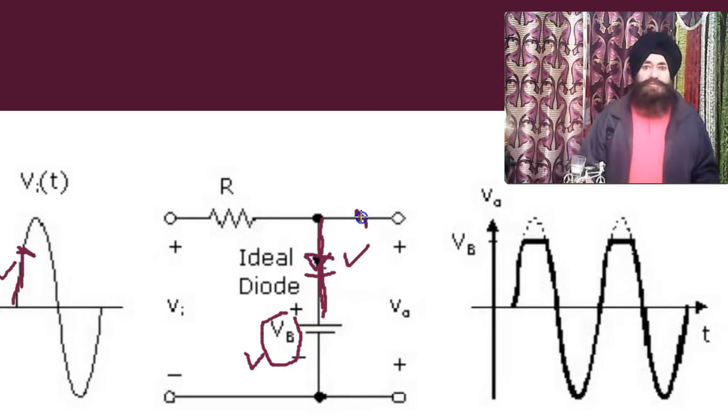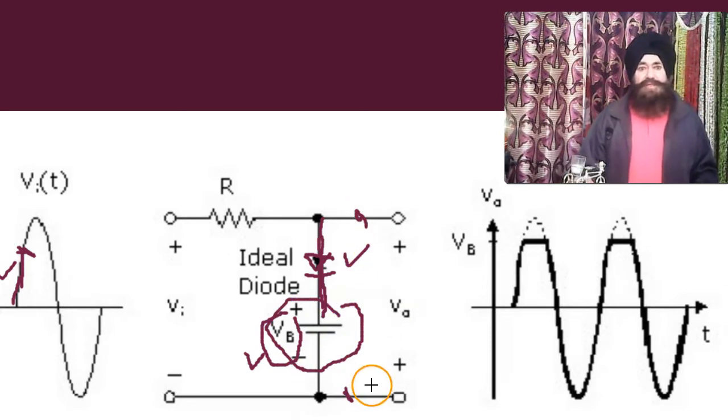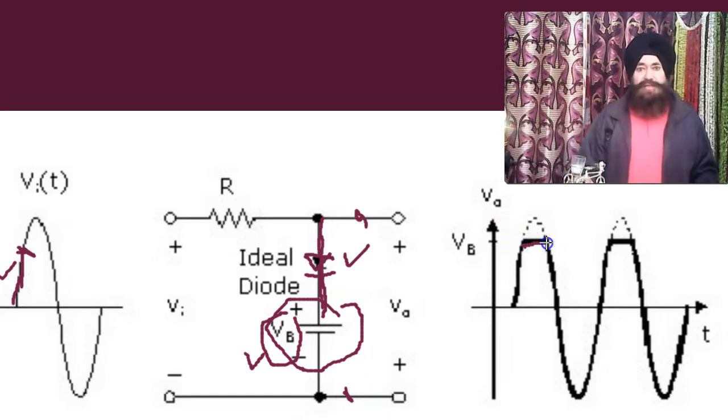So what will be the voltage at the two ends? The same as that of VB. So VB appears here. So the input is going up, but there is no change. The voltage across the output remains equal to VB. So this is the case. The output remains equal to VB, like this. No change.